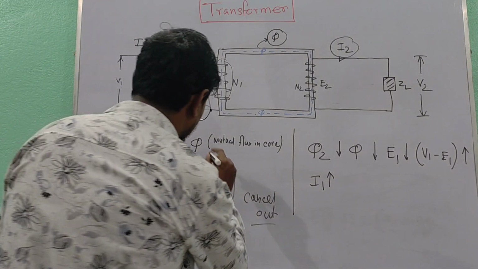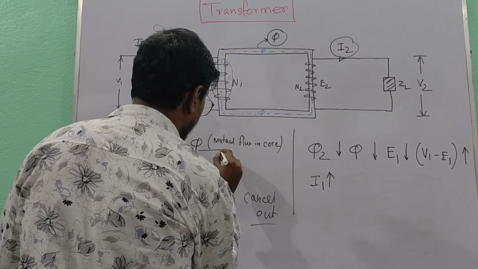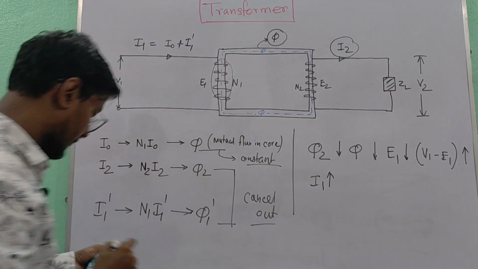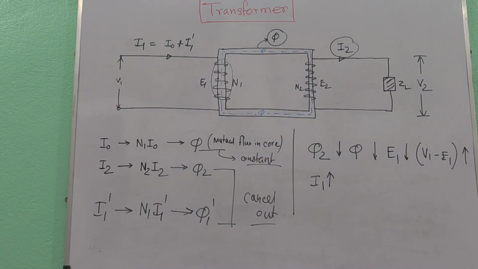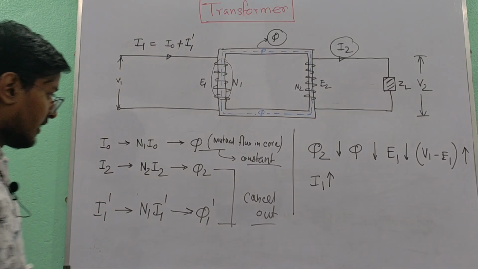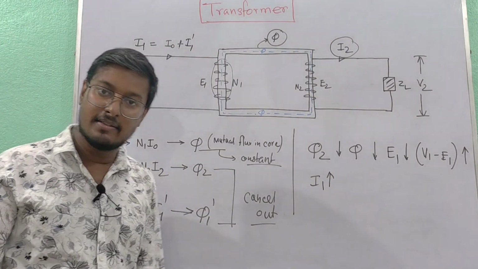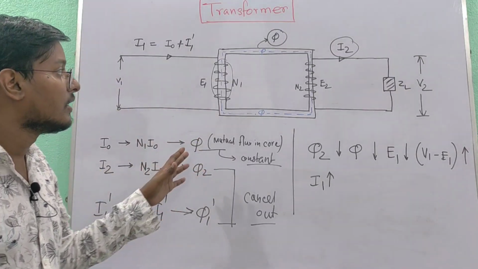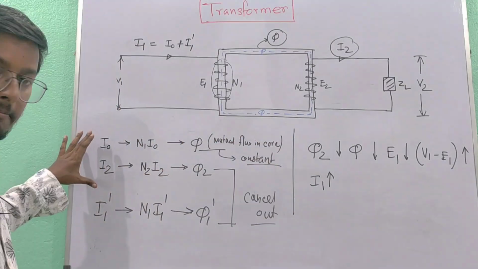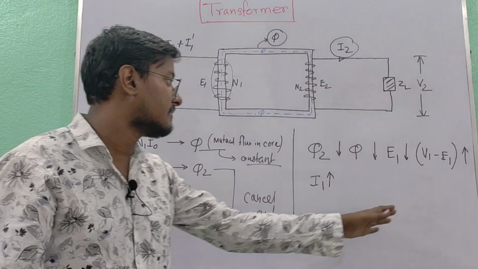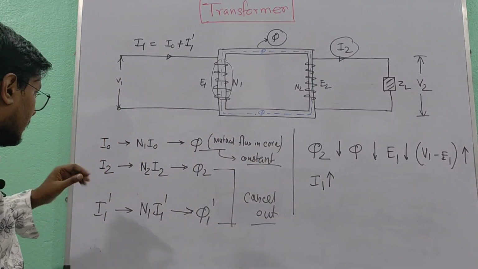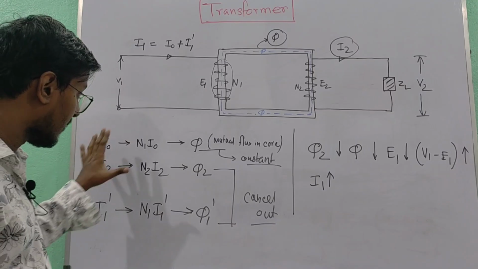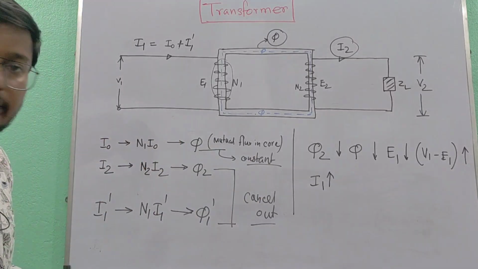Thus main flux phi remains constant from no load to full load. So this happens in a transformer. Thus phi remains constant in full load. So this is exactly what happens in a transformer when we are putting load on the transformer. Please copy these entire things as I have written in this manner, so that you can memorize it, because to remember the entire phenomena is important.